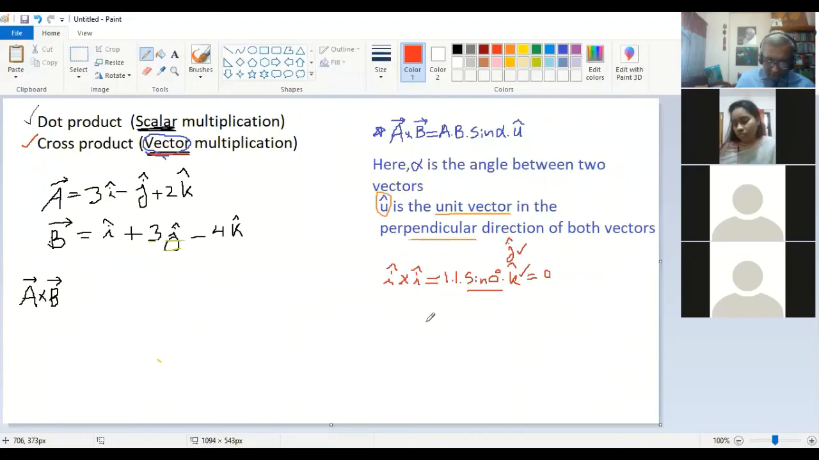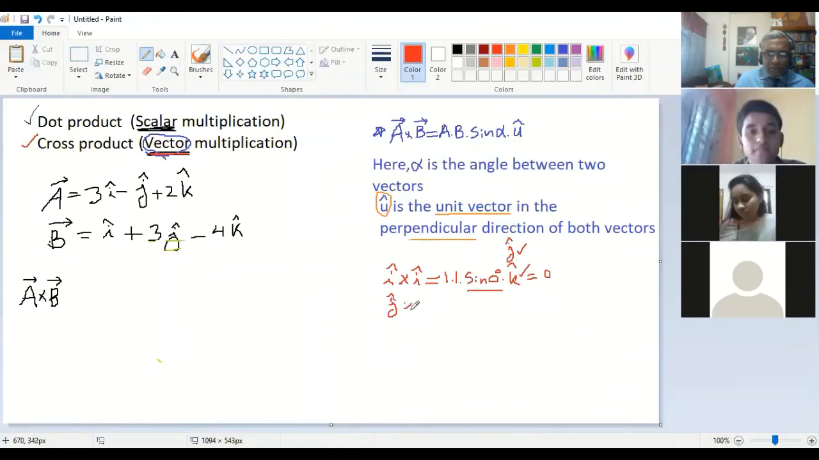So you understand what will happen with j cross j? The result will be also 0. The value matters, it's also 0. So j cross j, k cross k will be also 0 in the same way. Now let us think about if the vectors are different. What will happen if the vectors are different? Say one is i.